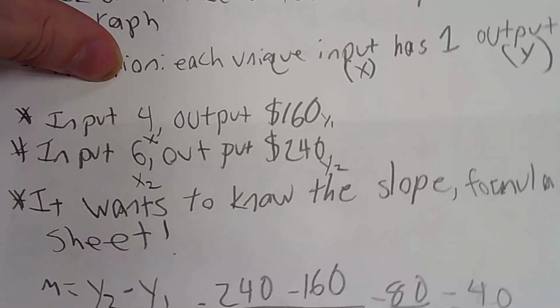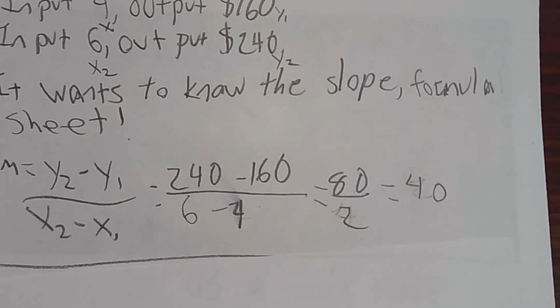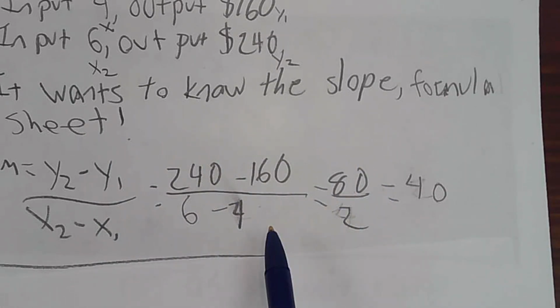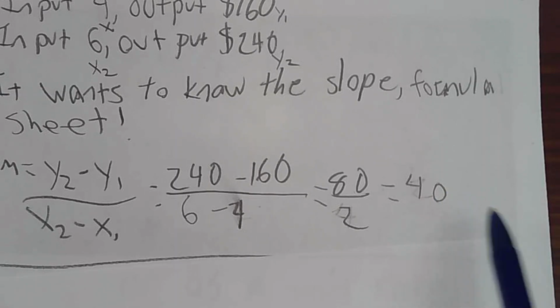So if we plug that in, using that formula, we get 240 minus 160, which will then be divided by 6 minus 4, which turns into 80 over 2, or 80 divided by 2, which gives us 40. So the slope of our graph there would be 40.